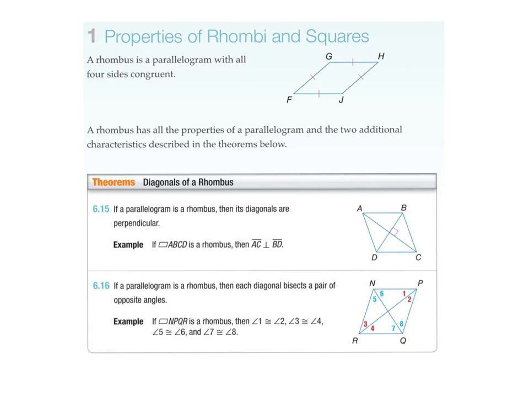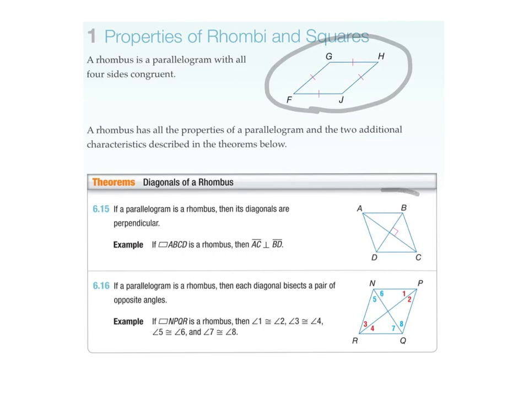Okay, so here we are with a rhombus, and as you can see, the main property is that all four sides are congruent. Opposite sides have to have the same slope, but all four sides must be congruent, the same size. Okay, what's the difference between a rhombus and a parallelogram?